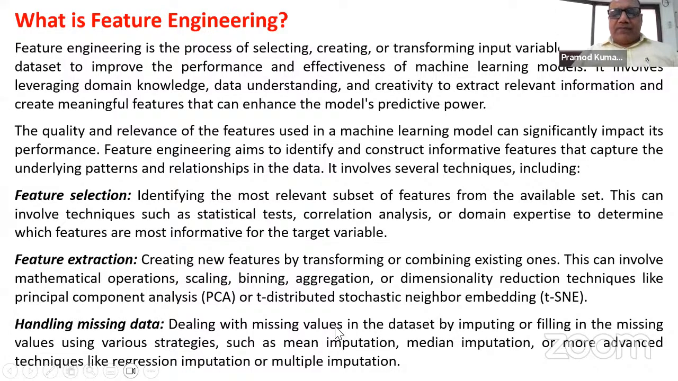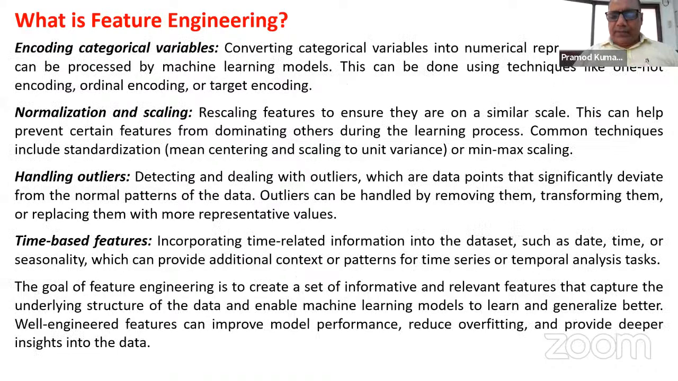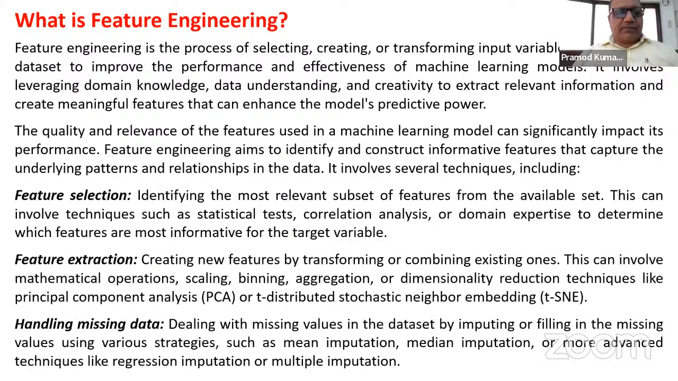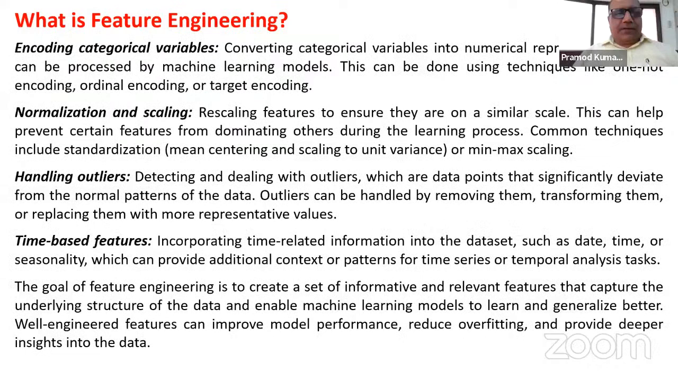So dealing with the missing values in the data set by imputing or filling in the missing values using various strategies such as mean imputation. Imputation means filling. So mean imputation, median imputation, or more advanced techniques like regression imputation or multiple imputation. What it simply says is how to handle the missing values. And as I told you, I will discuss in two or three slides how to handle the missing values, so we will see a few things there also. It's only for general discussion purposes, on what comes into feature engineering.